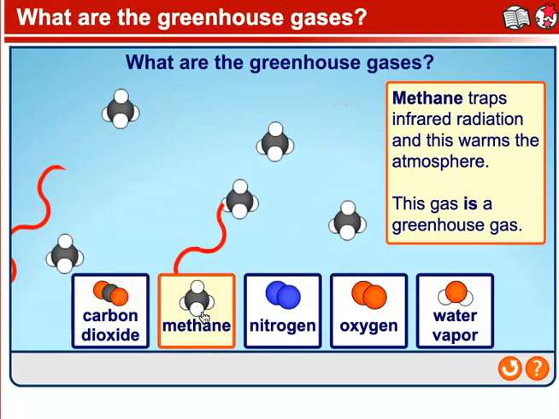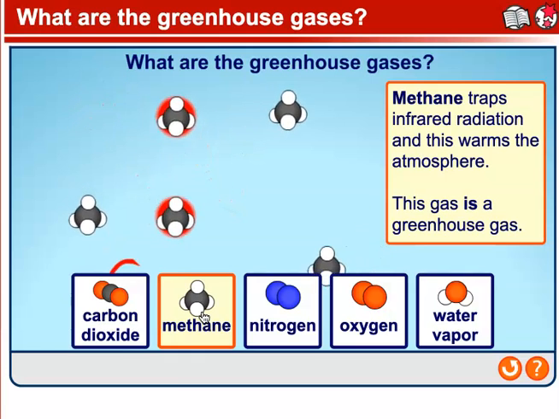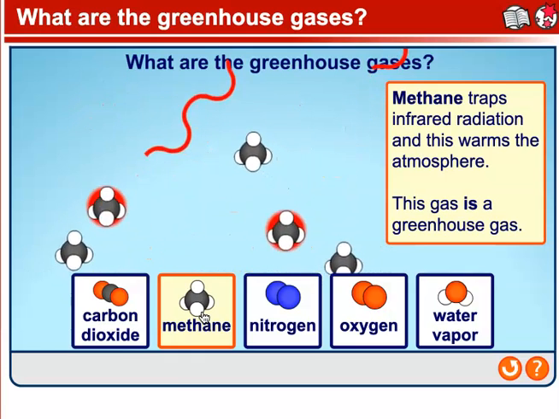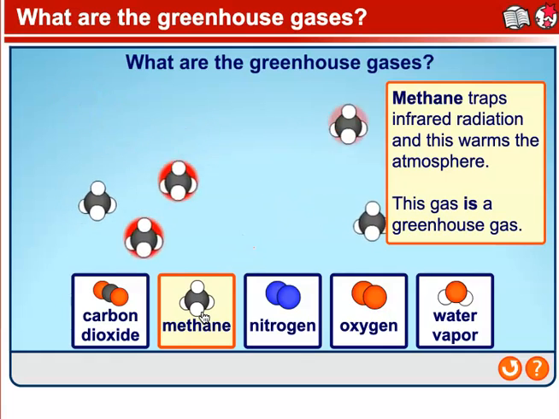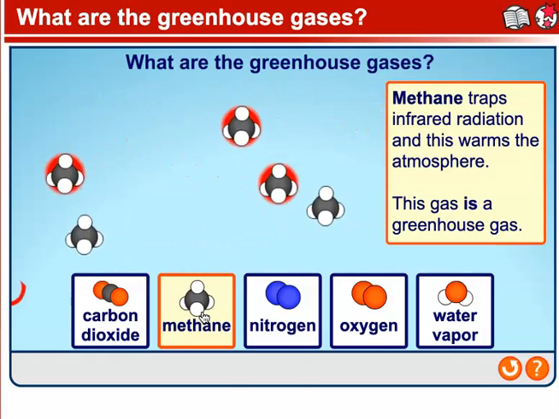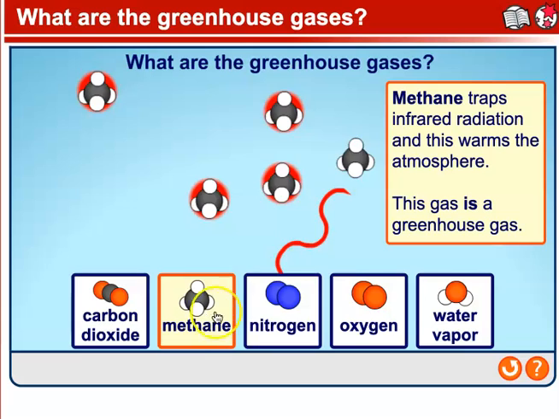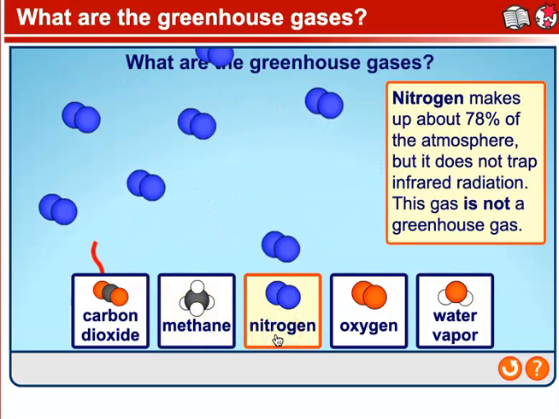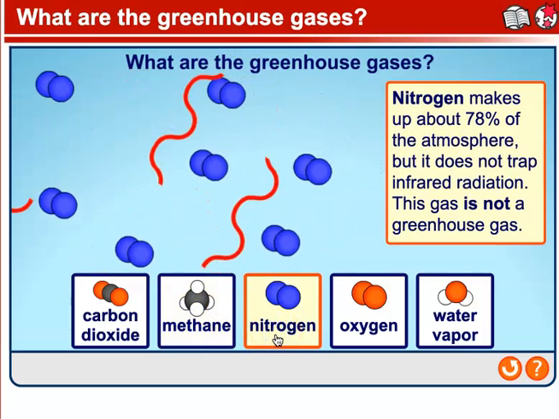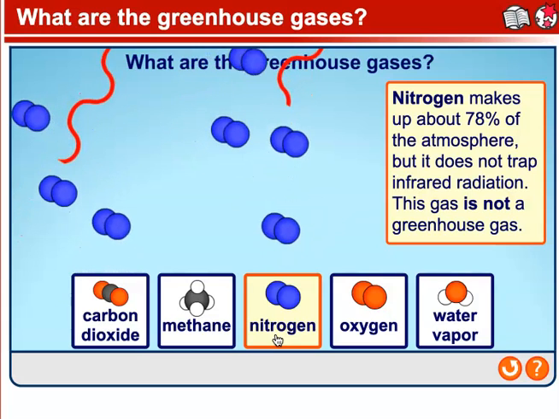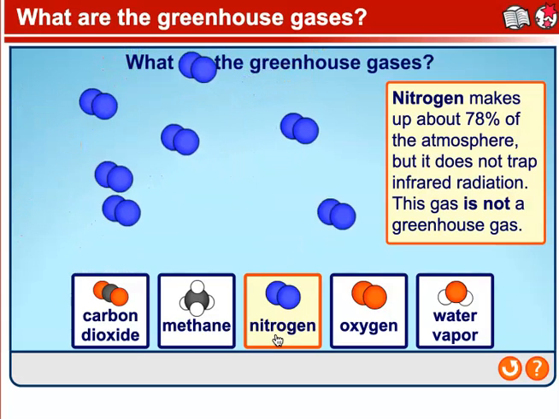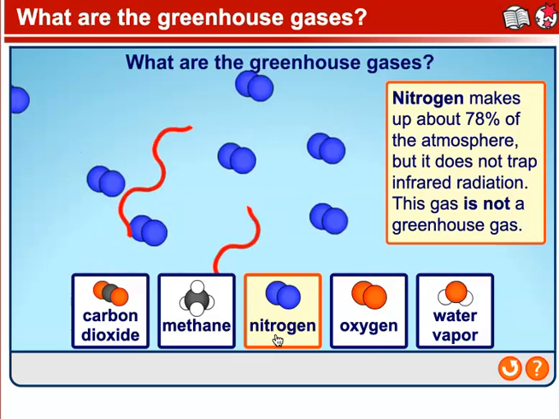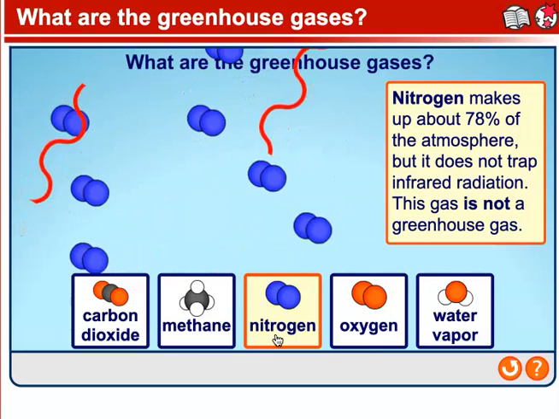Methane. Methane also traps infrared radiation, and again, this warms the atmosphere. So this gas is a greenhouse gas. Nitrogen. Nitrogen makes up about 78% of our atmosphere. It does not trap infrared radiation, so this gas is not a greenhouse gas.